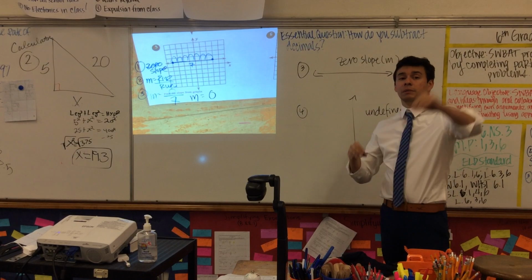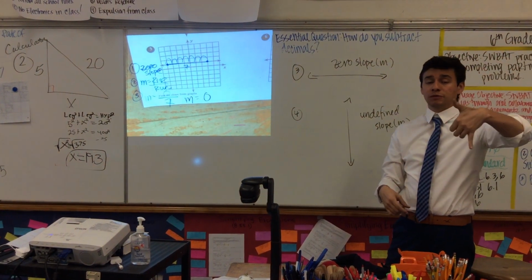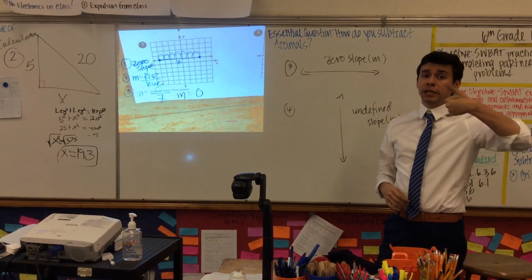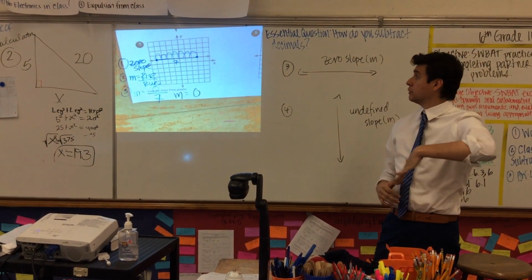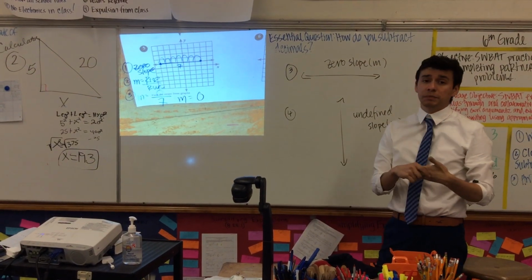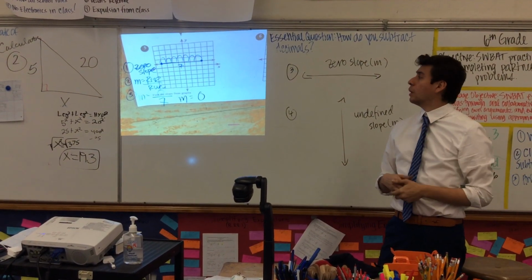I gave you a graph. Pick 2 corner points. Tell me what type of slope it is. Is it positive, negative, undefined, or zero slope? Write the formula. Thank you, Mark Anthony. M equals rise over run. Punch the numbers in the formula, and that's it. If you can simplify, simplify. If you can't, leave it alone.